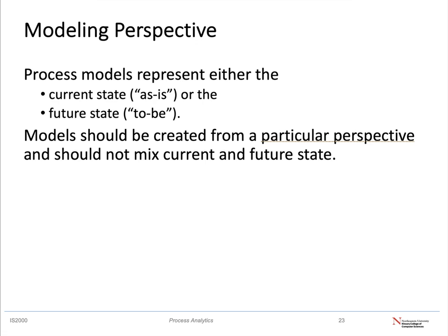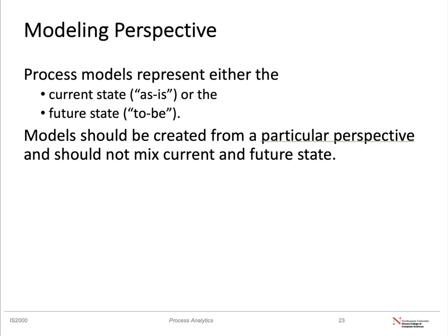Doesn't matter if I consider it to be flawed, it doesn't matter if there are problems, doesn't matter if it's inefficient. I'm documenting what is done right now. I'm building a current state model. And then I can use that to identify areas for improvement, make my improvements, and build a new model that represents the process as I want it to be. So that's my future state process. You never want to mix the two.